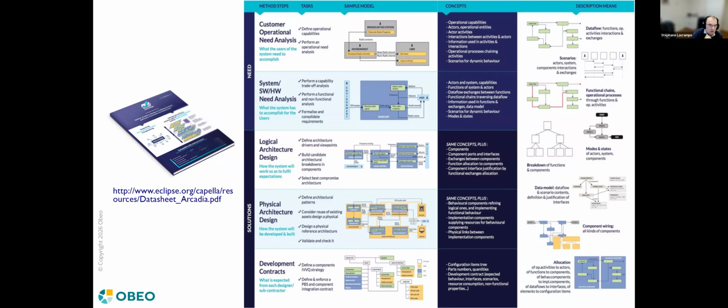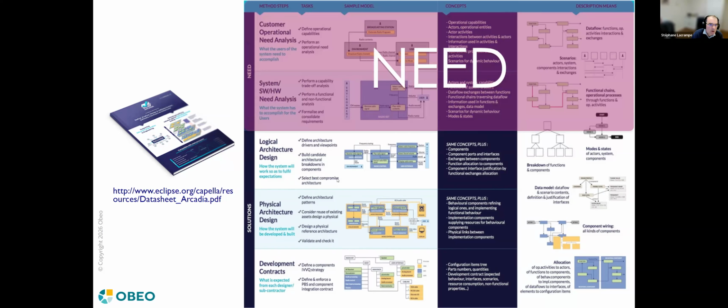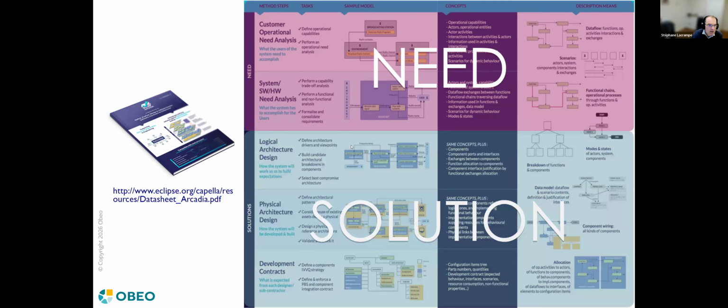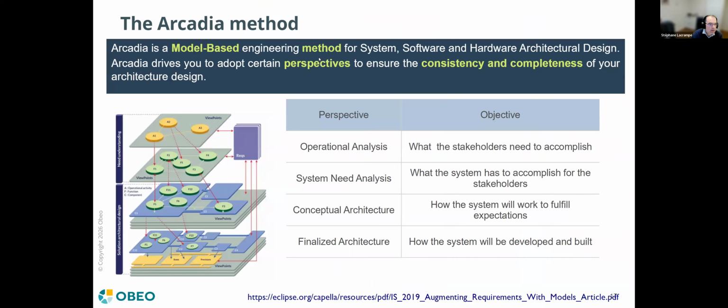And the methodology is broken down into 5 engineering perspectives. The first 2 engineering perspectives are about modeling the need. And the next 3 engineering perspectives are about modeling the solution. And I'm going to go into a little bit of detail about those engineering perspectives, focusing on the first 4 because these are the most used ones.